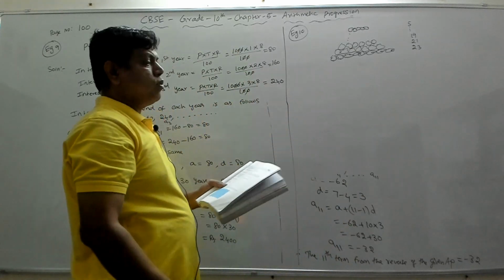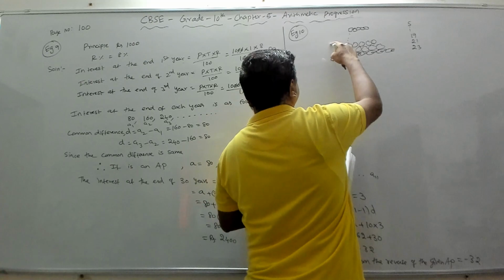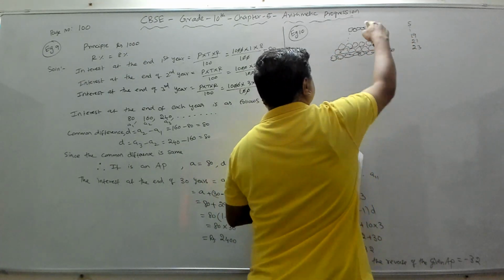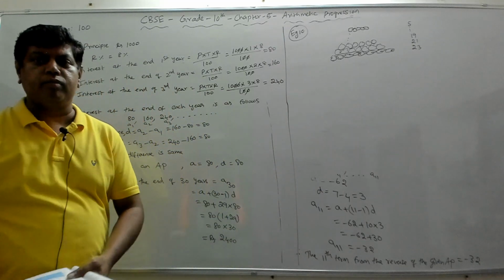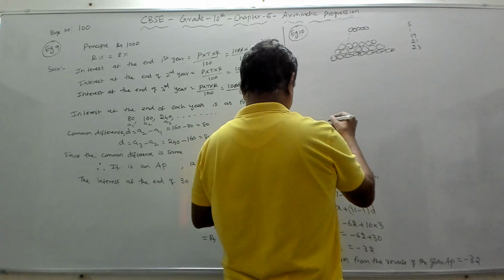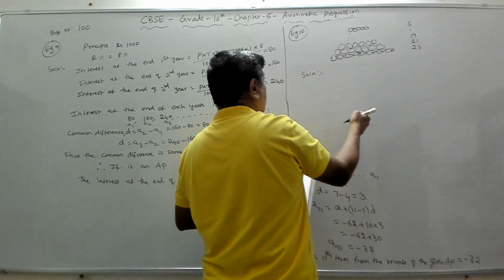The last row has only 5 rose plants. Now we need to find how many rows there are. 1, 2, 3, like that if you count, 1, 2, 3, 4, how many rows are there? Right? So we'll say solution: now we need to know how many rows are there.